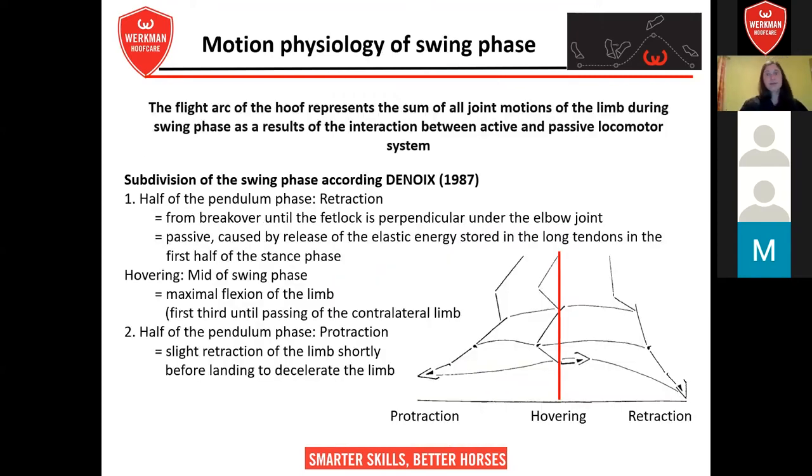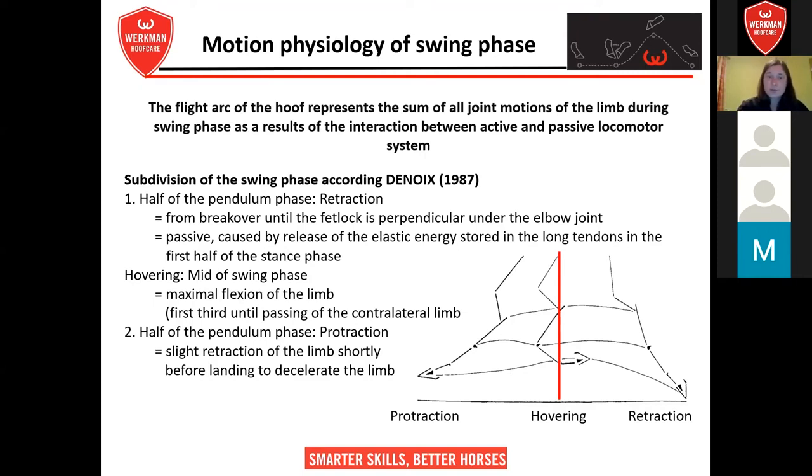Yeah. And now we just have a closer look at the flight arc, or the subdivision of swing phase according to Denoix. And it's important to explain in the next slides during which phase which muscles or which parts of the locomotor system are mainly loaded. So the first half of the pendulum phase is the retraction of the limb. It lasts from breakover until the fetlock is more or less perpendicular under the elbow.